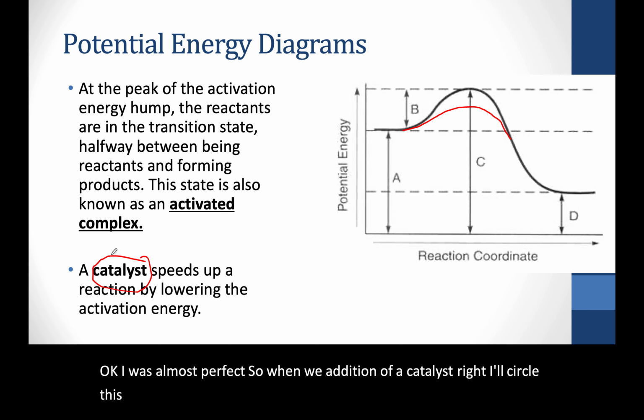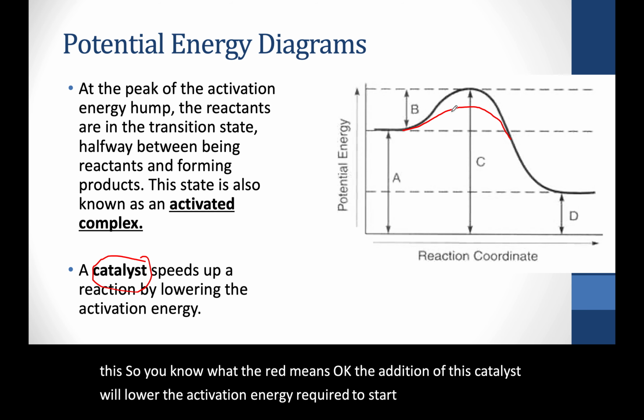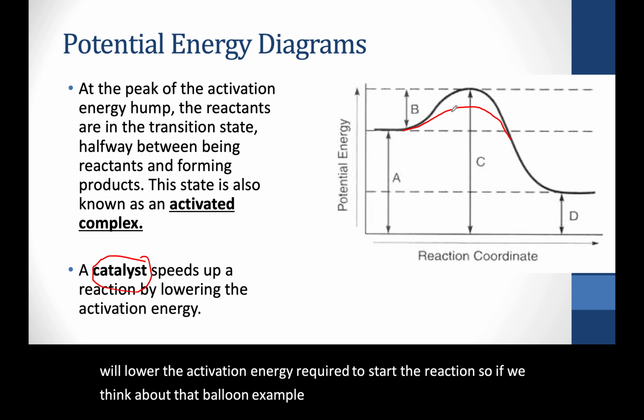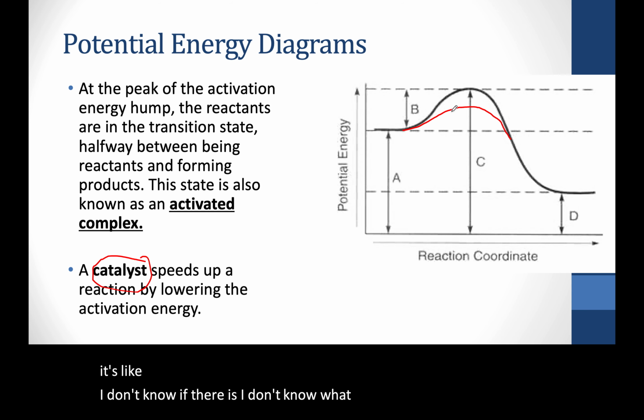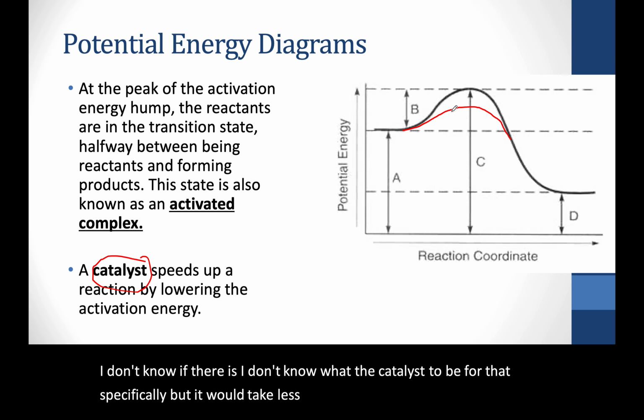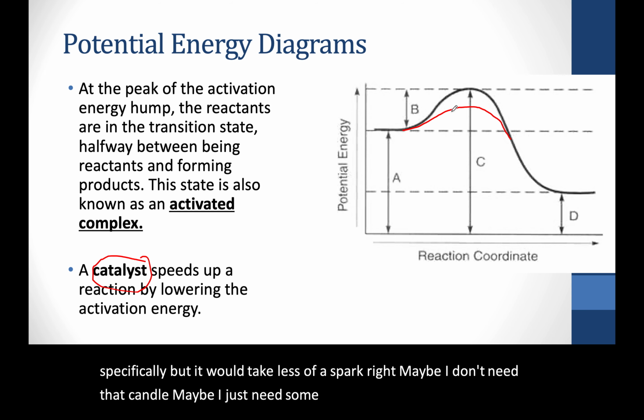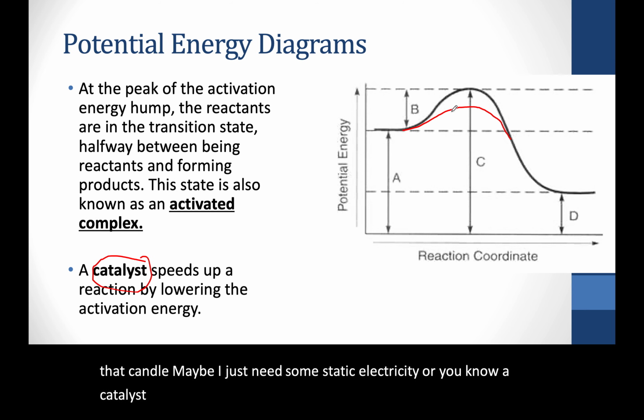Okay, the addition of this catalyst will lower the activation energy required to start the reaction. So if we think about that balloon example with the explosion, I don't know what the catalyst would be for that specifically, but it would take less of a spark, right? Maybe I don't need a candle, maybe I just need some static electricity. A catalyst would essentially lower the amount of energy required to start that reaction.